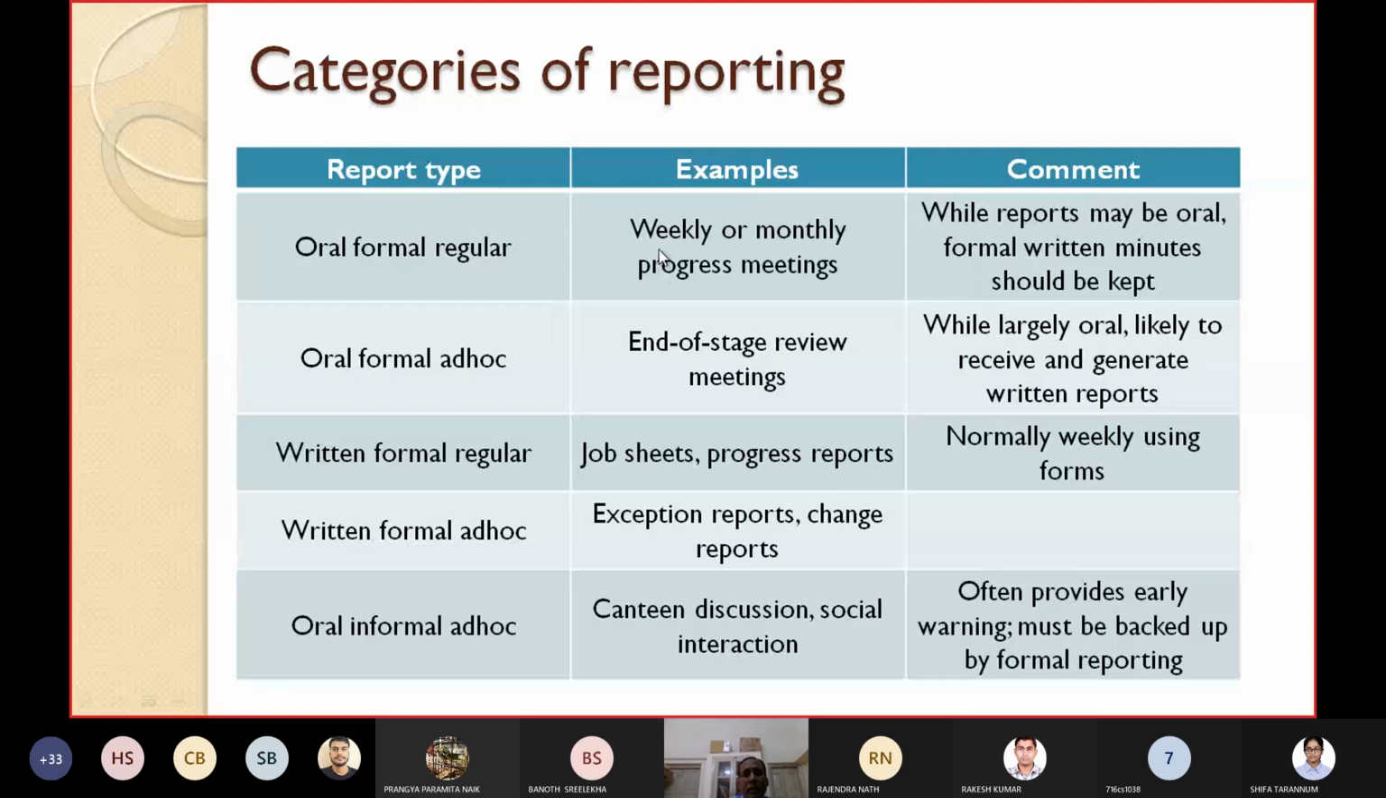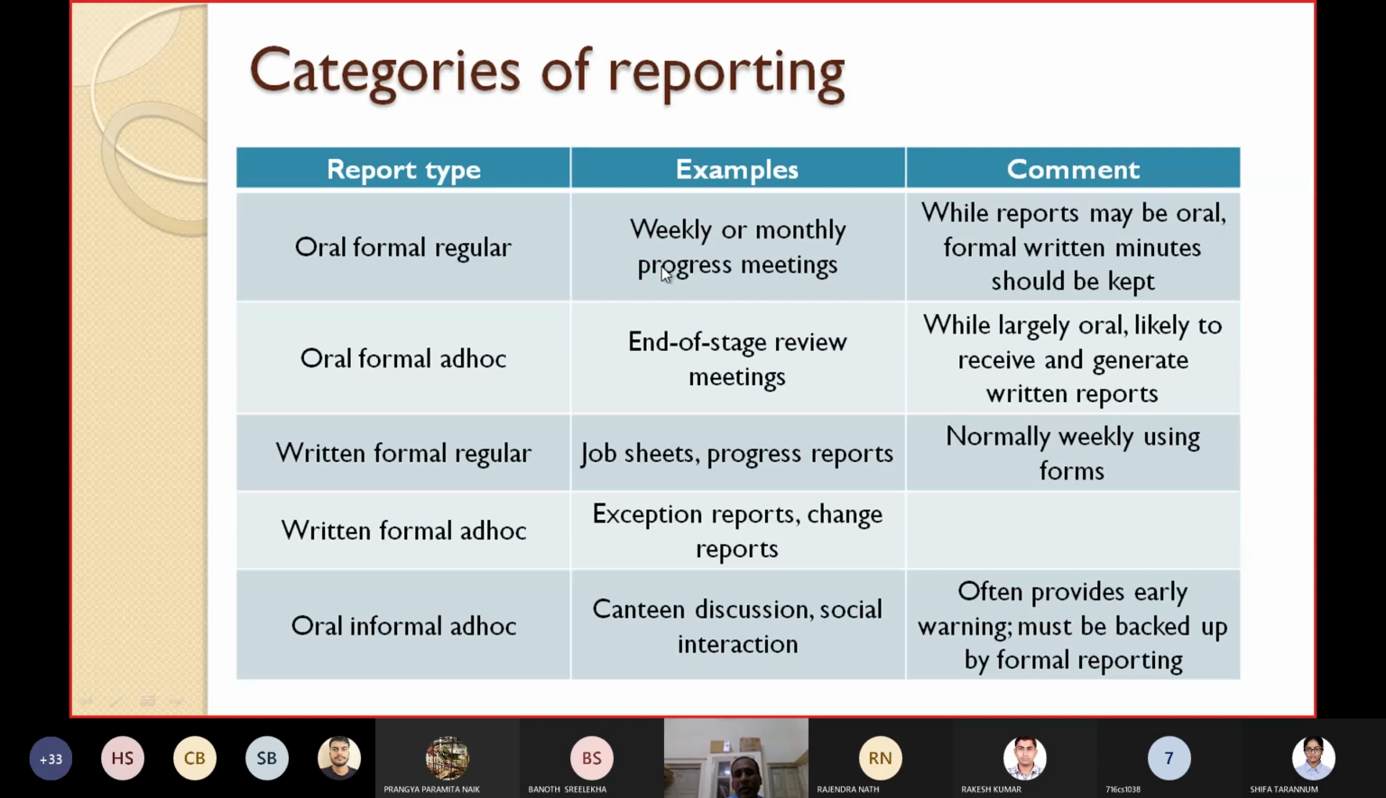For example, if you are holding weekly or monthly progress meetings, you call the coders or analysts working under you weekly and discuss the progress. You know that in our department, every year the students are assigned to a professor for a research project. Then the professor calls each group of BTech, MTech, and PhD students working in that project every week and monitors the progress of their work. So that is oral, formal, and regular.